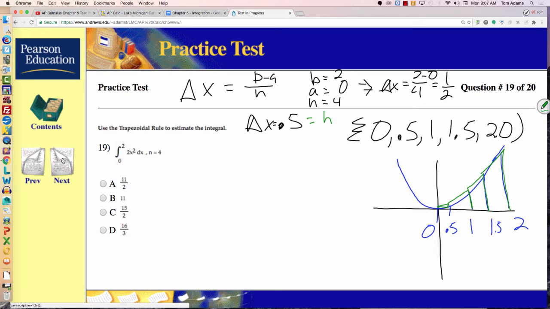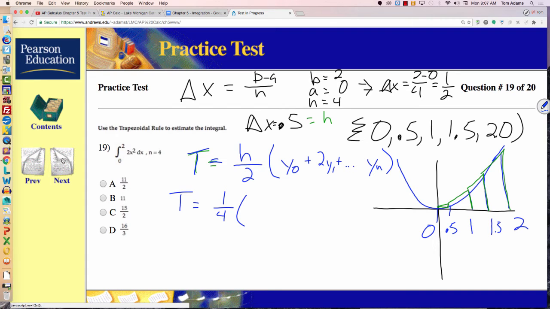So for the trapezoidal rule, I'm going to get the area of the trapezoids. Let me put that in a darker color. The area of the trapezoids is equal to H divided by 2 times, in this case, y naught plus 2 times y1 plus dot dot dot, and the last one is yn. So we do 2 times everything. Now, h is 1/2. 1/2 of 1/2 is 1/4. So we get the area under the curve is 1/4 times f of 0.